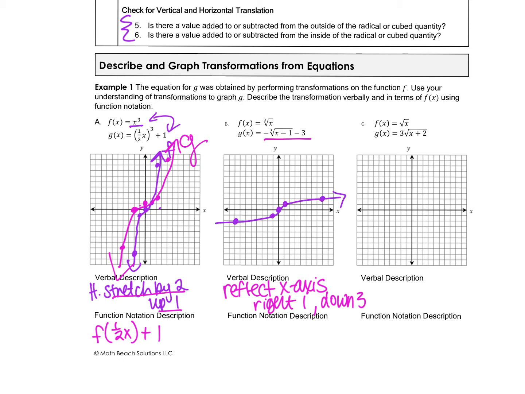So it will be very helpful if you know your parent functions. Or you can just pick some points and plug them in. Okay, so based on our transformations, we're going to graph the new one. Let's go ahead and shift the (0, 0). You always want to shift the (0, 0) if possible, and then you can look at your stretch, compression, or your reflection. So I'm going to be going right 1 with it and down 3.